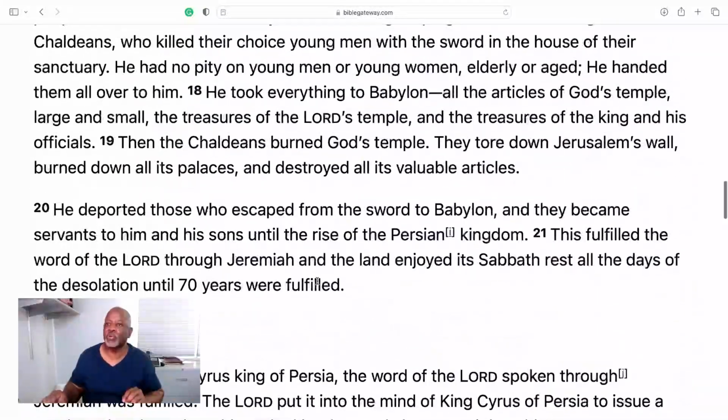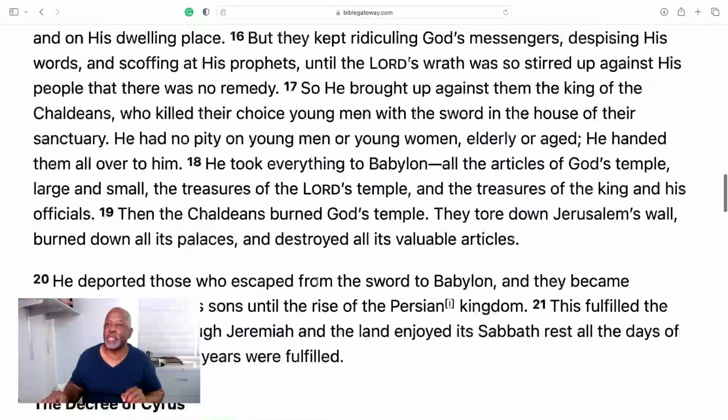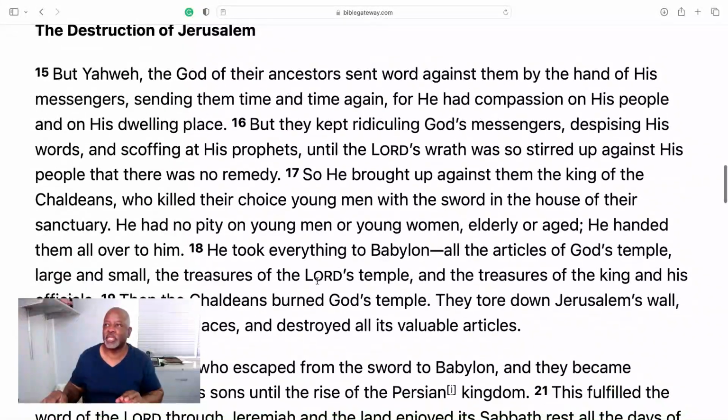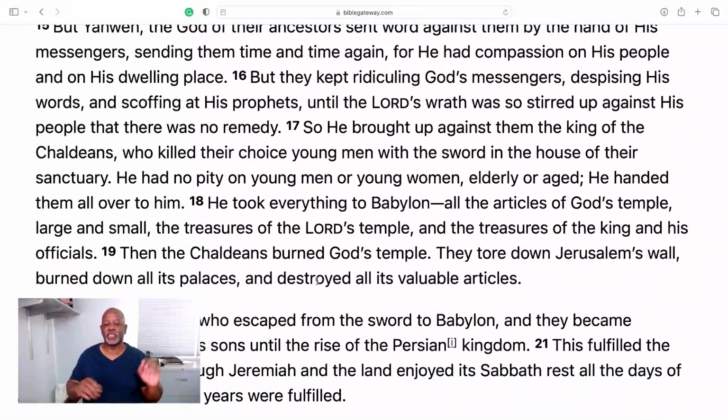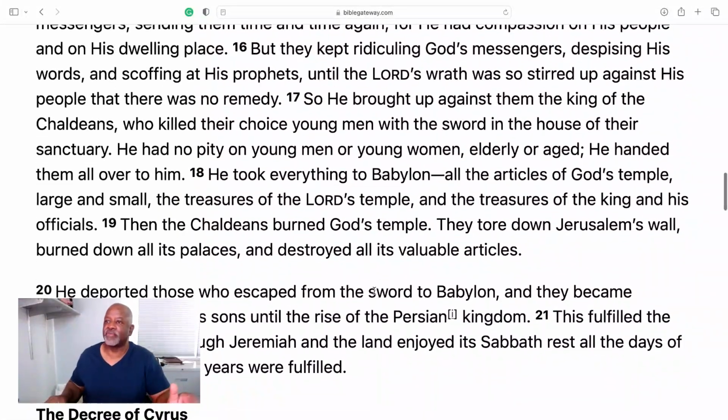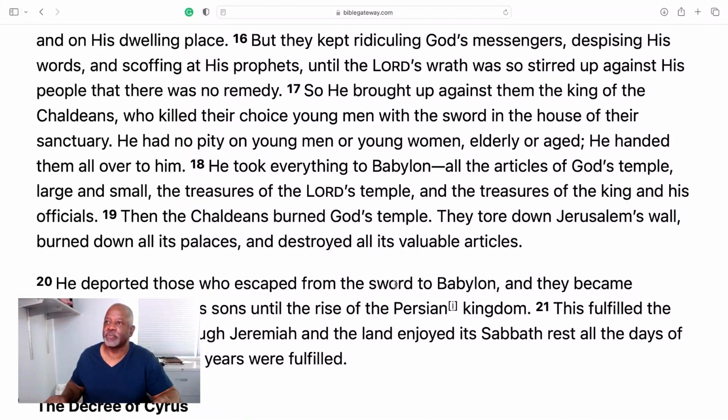Where I wanted to kind of pick up at is, okay, so here you see the destruction of Jerusalem, this section here. Now, this is the timeline of the king. So the focus is on the king itself, the life of the king. But what is going on is we see the Chaldean now, look at verse 18.